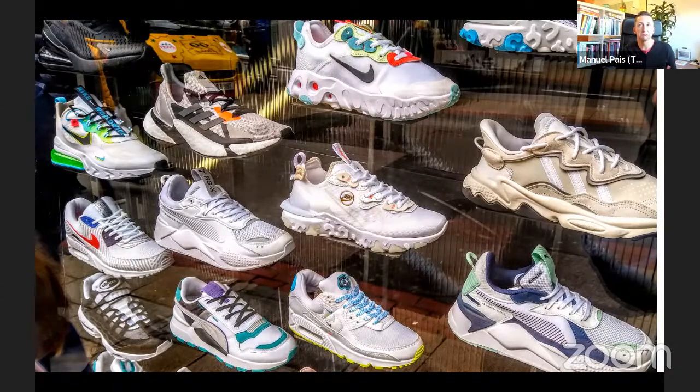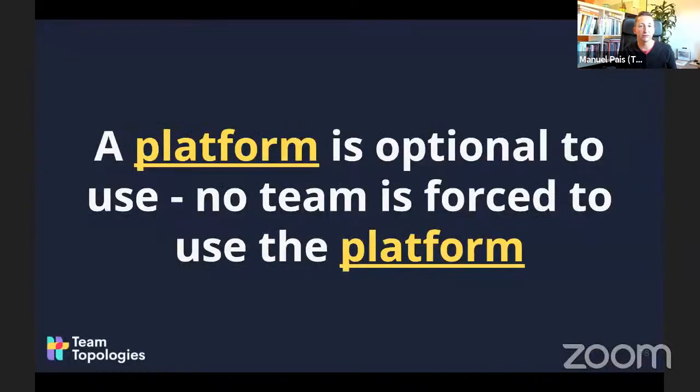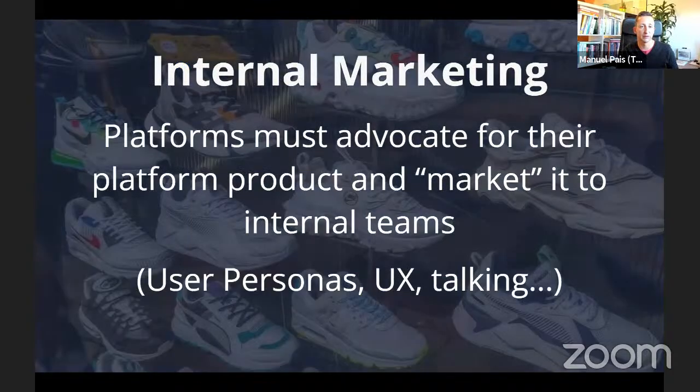There's no adoption. It's just a mandate for teams to use this service, even if it might not really be helping them. So that's not helping us with business agility at the end of the day. So a platform should be optional to use. We shouldn't force teams to use it.